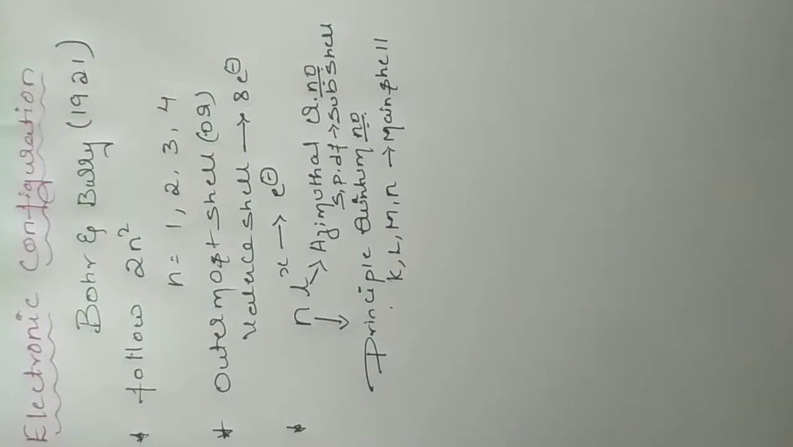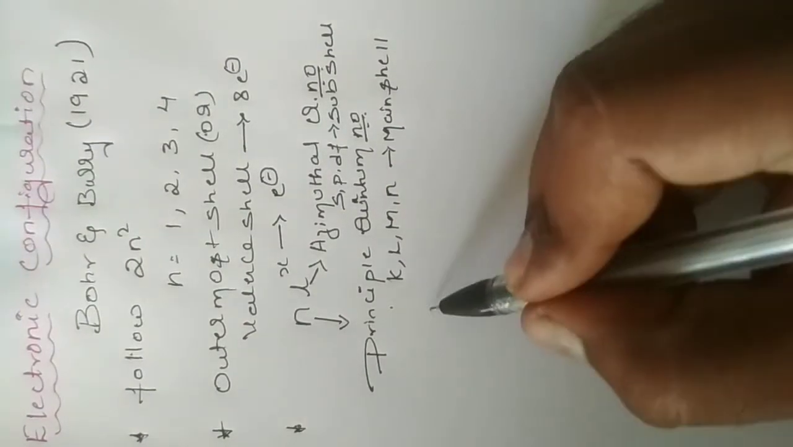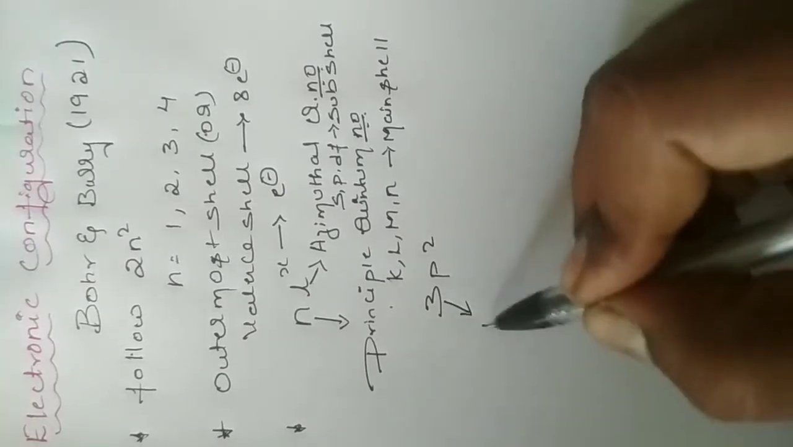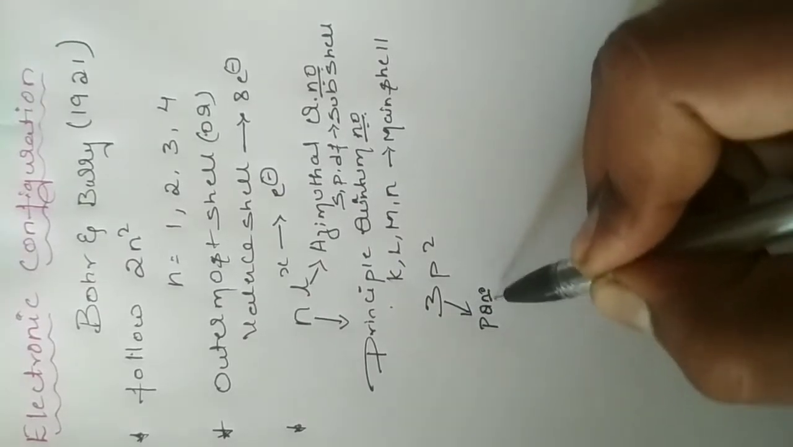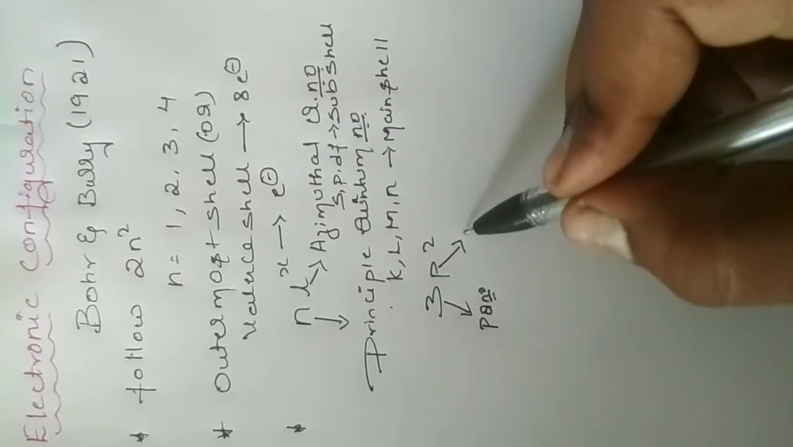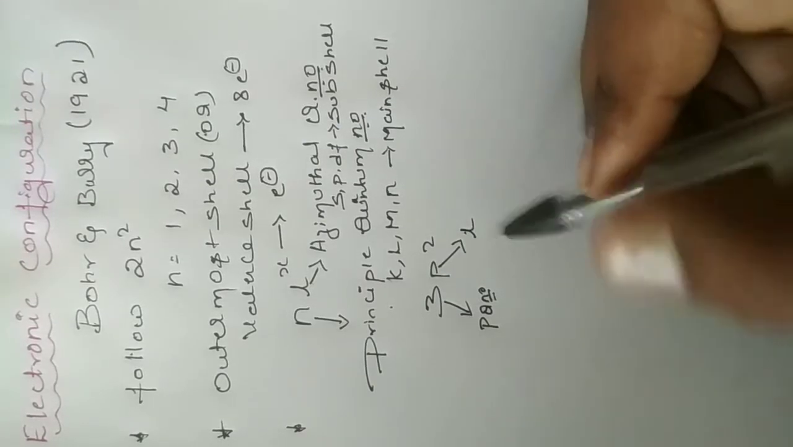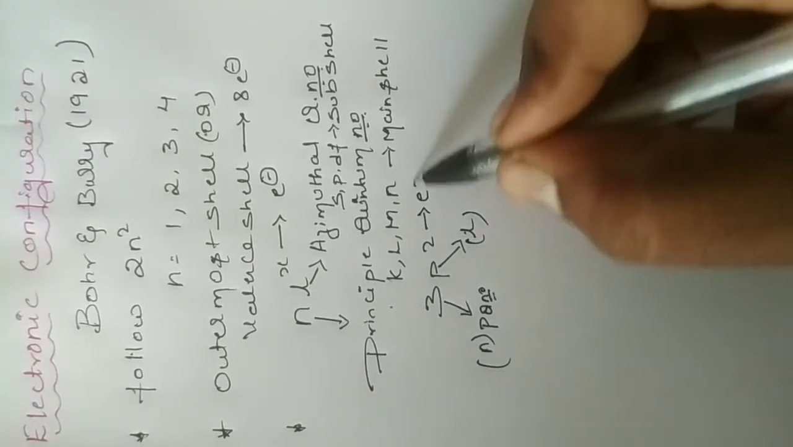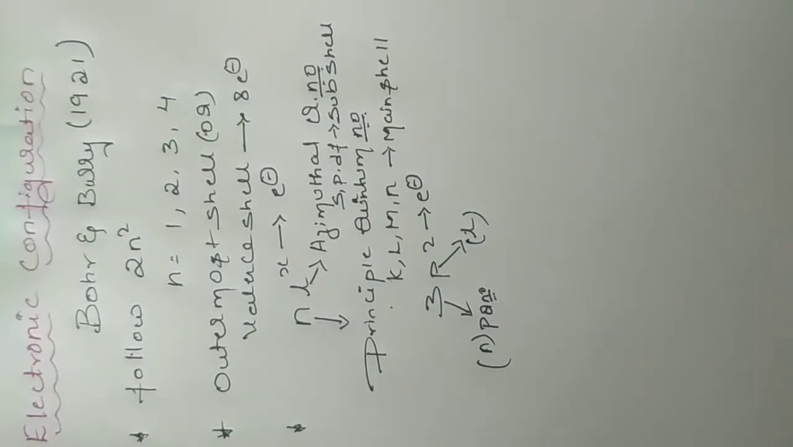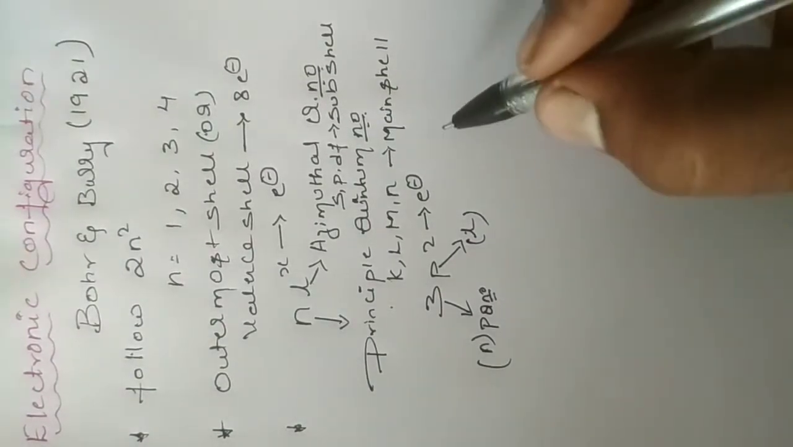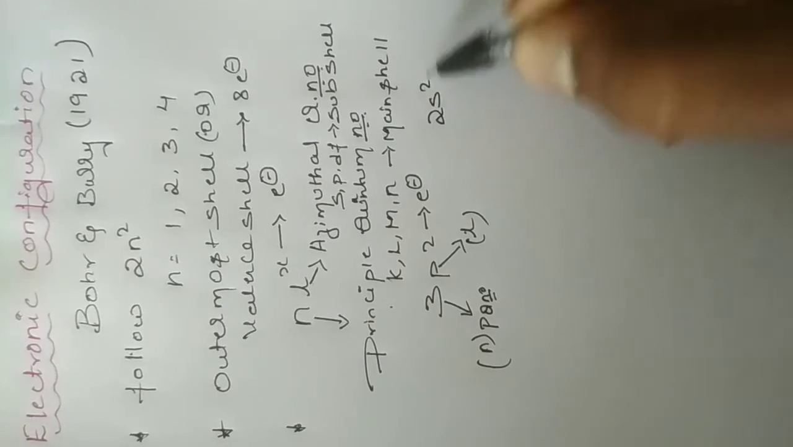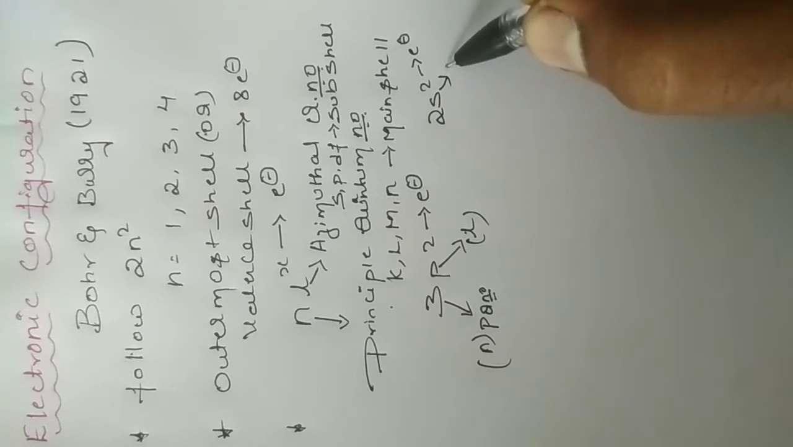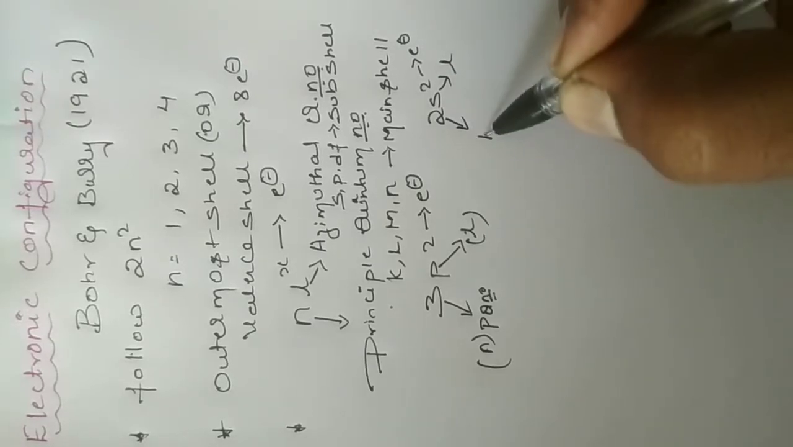For example, take 3p². Here 3 is the principal quantum number, p is the azimuthal, and the superscript is the number of electrons. How many electrons are there? 2 electrons. Another example, 2s²: here 2 is the principal quantum number, s is the azimuthal, and 2 is the number of electrons.